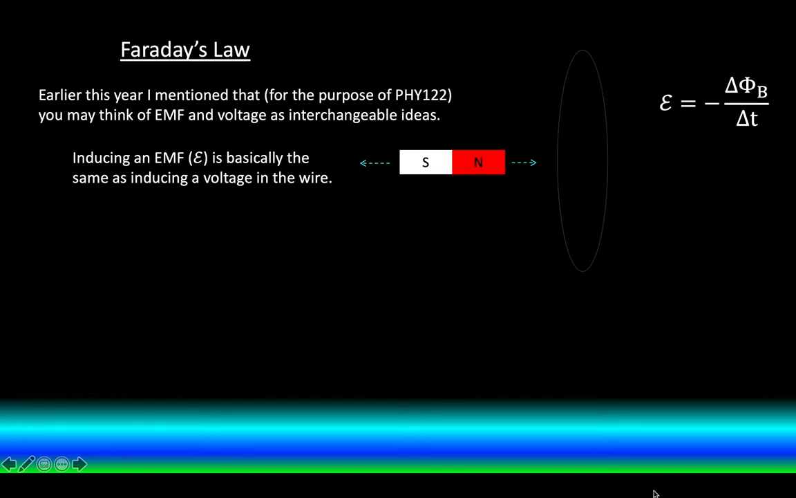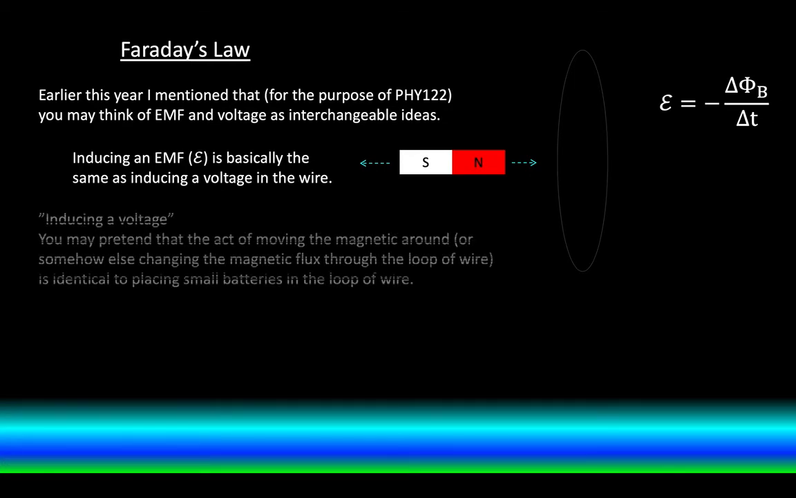So if I go from an initial flux to a final flux, I have some amount of change in magnetic flux, and that change will take place over some interval of time. So I also have a delta t. So the amount of voltage I create, the EMF, this curly E, is directly equal to the rate of change of the magnetic flux through this wire.